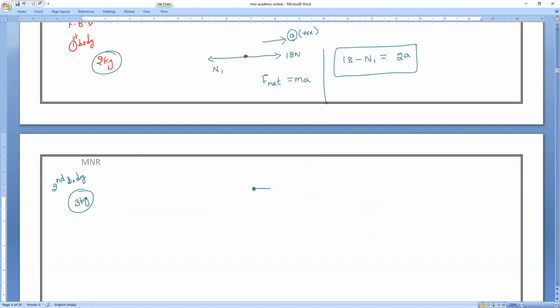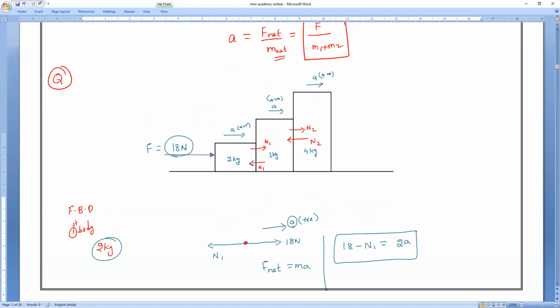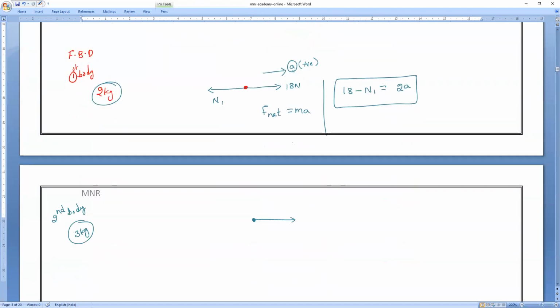Now tell me, what is the forward force acting on this second body? Forward force, not 18 kg, only N1. Okay. And what is the backward force acting? N2. That's all. So the forward force is N1 and the backward force is N2.